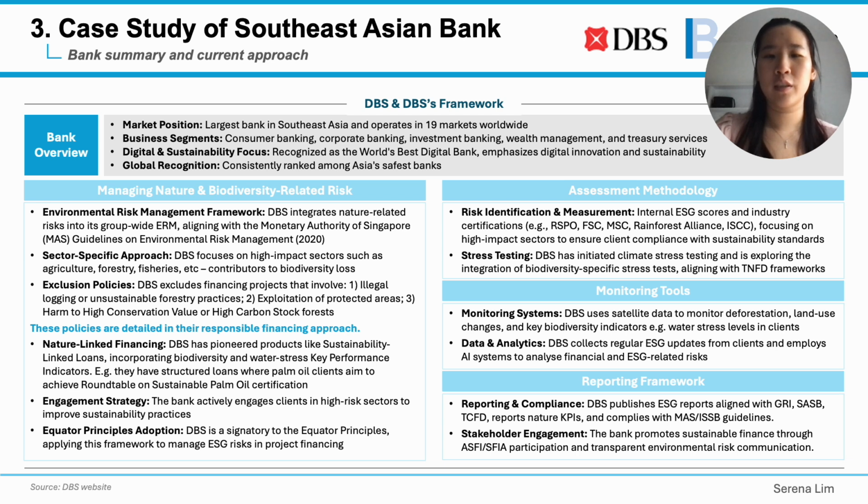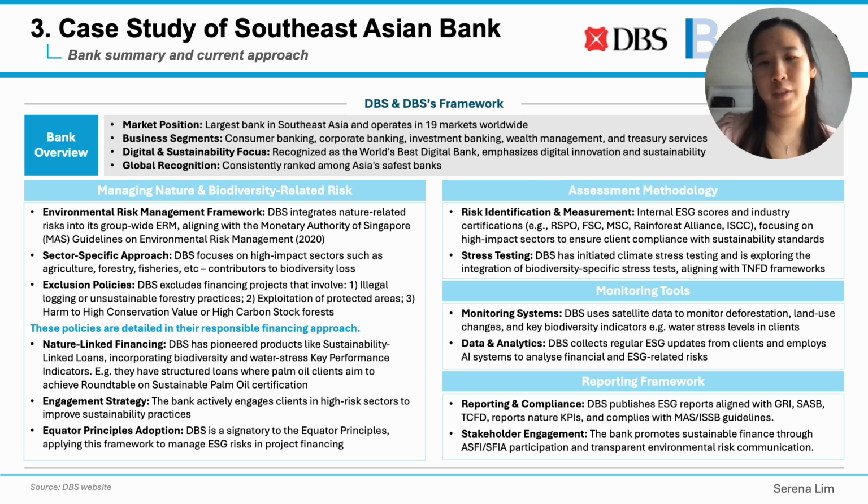DBS enforces strict exclusion policies, avoiding financing projects related to illegal logging, exploitation of protected areas, or harm to high conservation value and high carbon stock forests. It also offers sustainability-linked loans, such as those supporting palm oil clients in meeting Roundtable on Sustainable Palm Oil certification. The bank engages clients in high-risk sectors to improve sustainability and applies the Equator Principles to manage ESG risks in project financing. For assessment, DBS uses internal scores and certifications like the Forest Stewardship Council, Marine Stewardship Council, Rainforest Alliance, and International Sustainability and Carbon Certification.